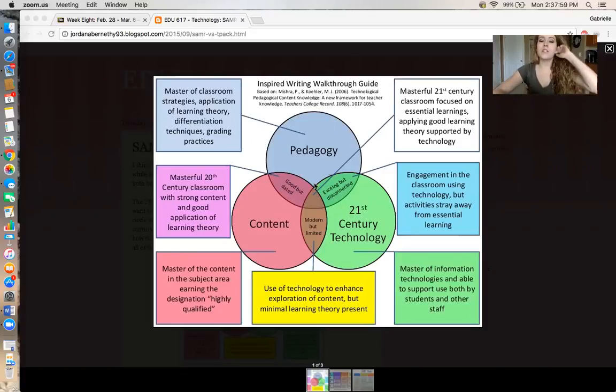And so we want to be in the middle of this Venn diagram so that our students can learn the best possible way.